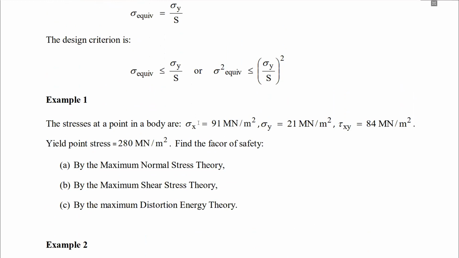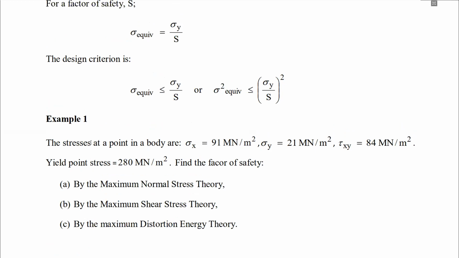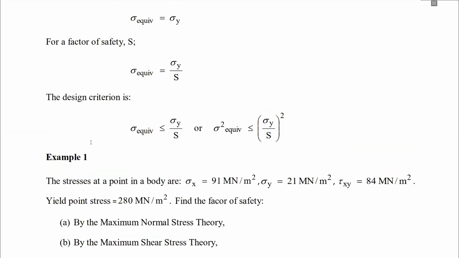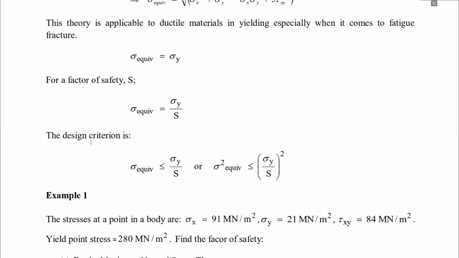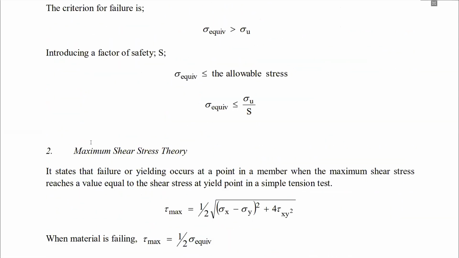So remember, over here we have the sigma x value to be this, sigma y to be that, tau xy we have that value. And the yield point stress is given to us. So if we know the yield point stress, and we know all the stresses in x and y, the shear stress too, what is the factor of safety based on the maximum normal stress theory? So let's go to the maximum normal stress theory.